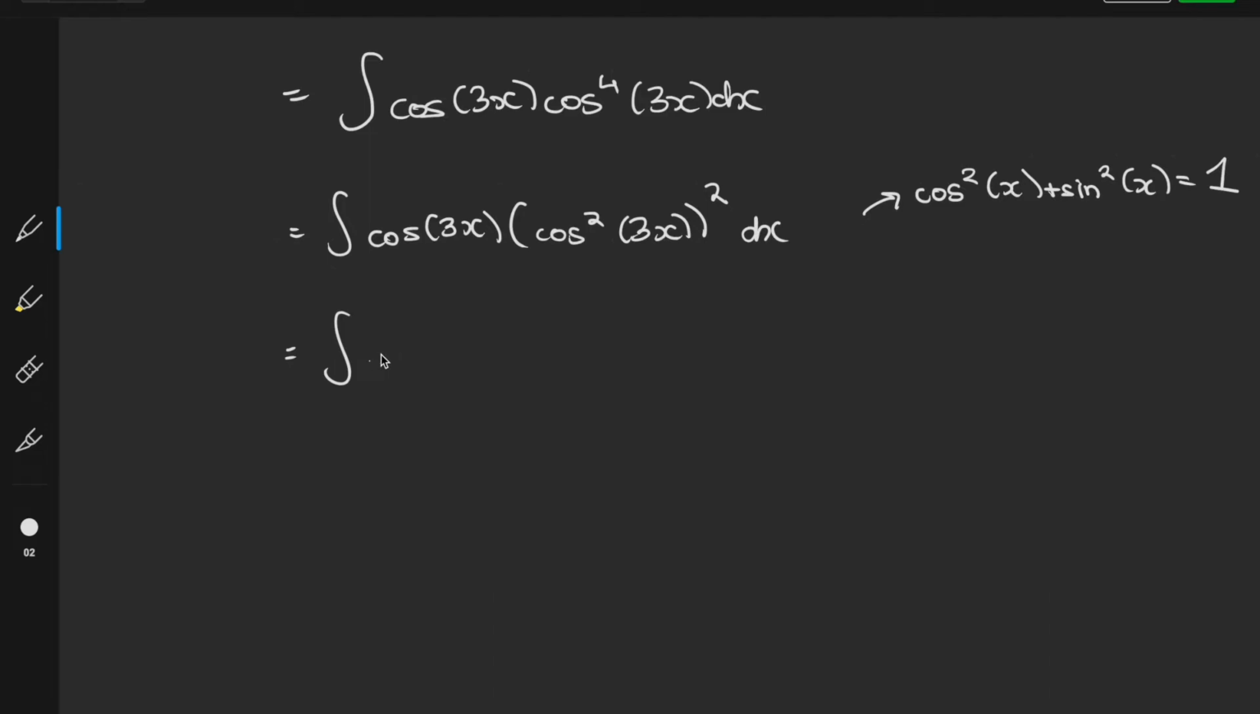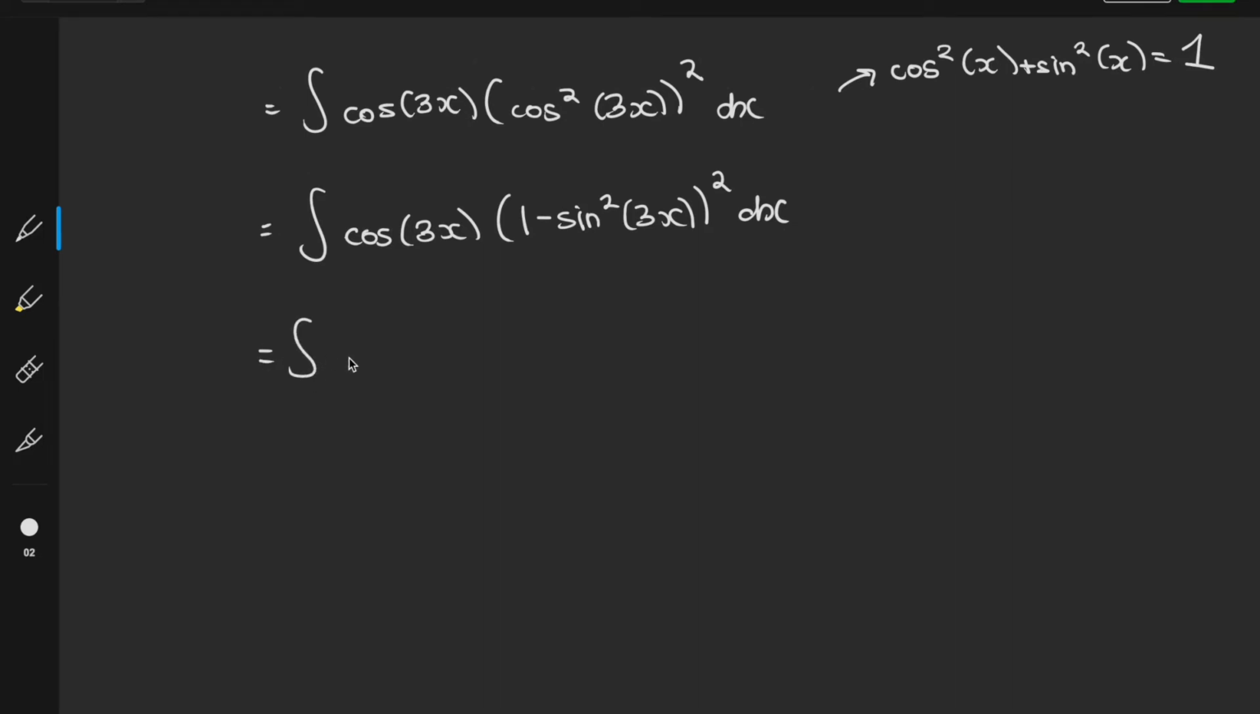So this is then going to become cosine of 3x times 1 minus sine squared x, sine squared of 3x all squared dx. And then again, binomial expansion. This cosine of 3x is just going to stay. 1 squared is, of course, just 1. This will become plus 2ab. So that's going to be 2 times 1 times sine squared. So that's just going to be minus 2 sine squared of 3x. And then this minus sine squared of 3x is going to be squared. So that'll just become sine to the 4.